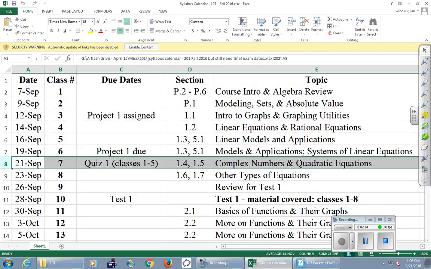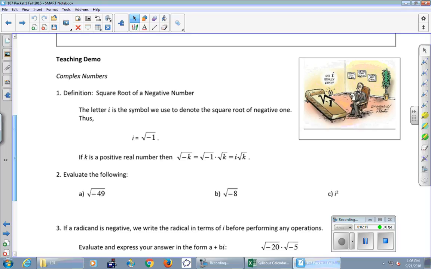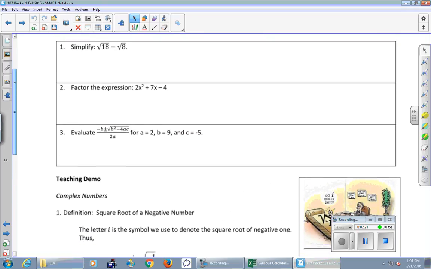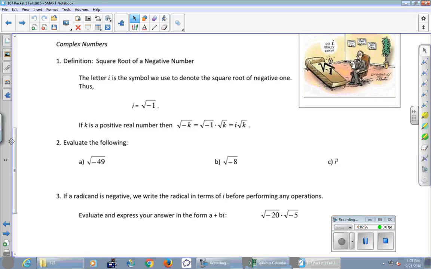All right, so taking a look here, we'll jump into the teaching demo, starting with number 1. Brand new for today, but you might have seen in a previous math class, complex numbers. So here's our first definition: the square root of a negative number. The letter i is the symbol we use to denote the square root of -1.